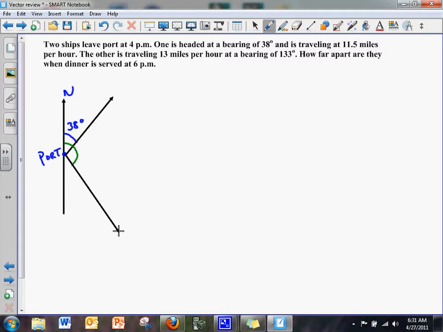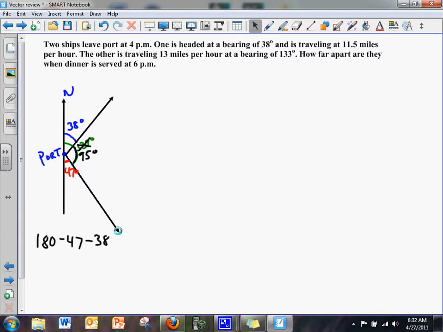So this green angle is 133. That would mean that this angle, I'll change the colors, this angle right in there, is 180 minus 133, 47 degrees. I've got a feeling that we're going to need this angle right here. 47 plus 38 is 85. 180 minus 47 minus 38, 180 minus 85 is 95. So the angle between is 95 degrees.